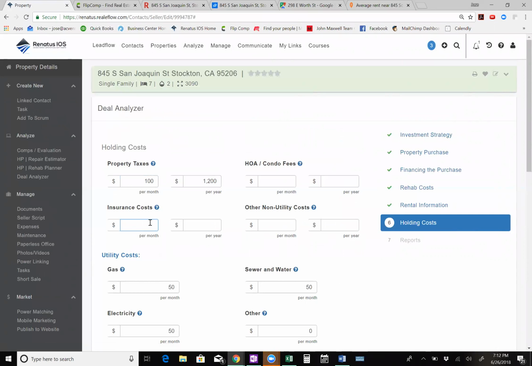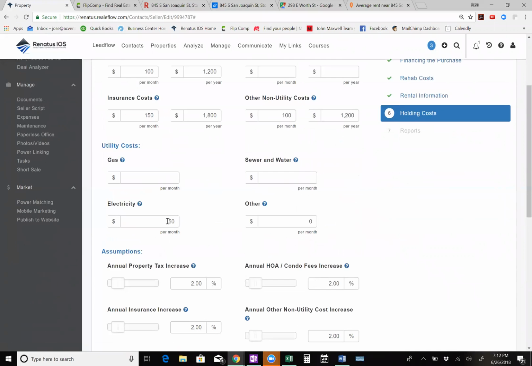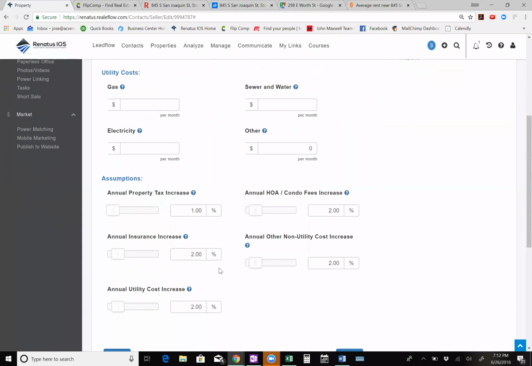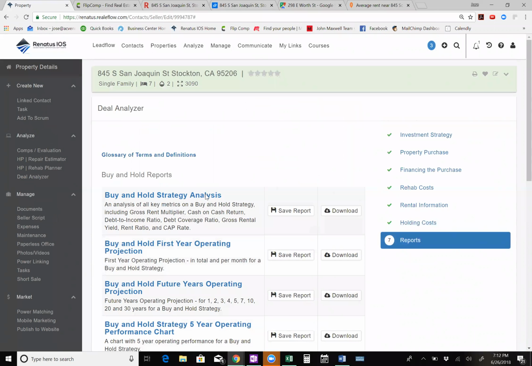Insurance, say it's 150. On utility costs, say $50 or $100. So they pay all their gas, water, right? All their utilities. Yes. All right, let's look at it now.